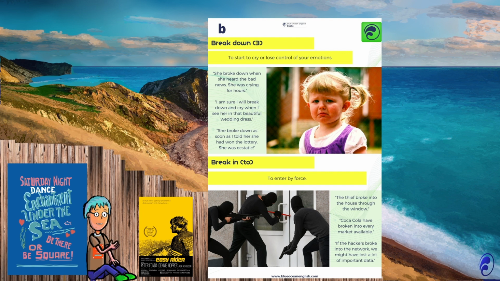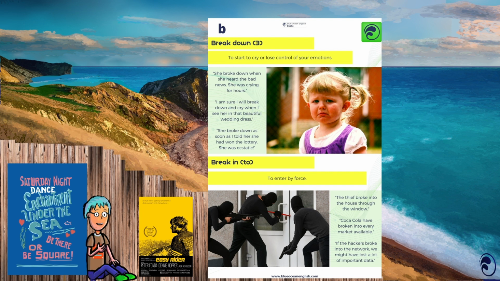The next phrasal verb is to break in or to break into, and this means to enter somewhere by force. So the first example, the thief broke into the house through the window. So the thief entered the house by force, breaking the window. The second example, Coca-Cola have broken into every market available. So they have forced their way into every market in the world, every country. And the third example, if the hackers broke into the network, we might have lost a lot of important data. So again, hackers, computer hackers, they break into a network, they enter by force.